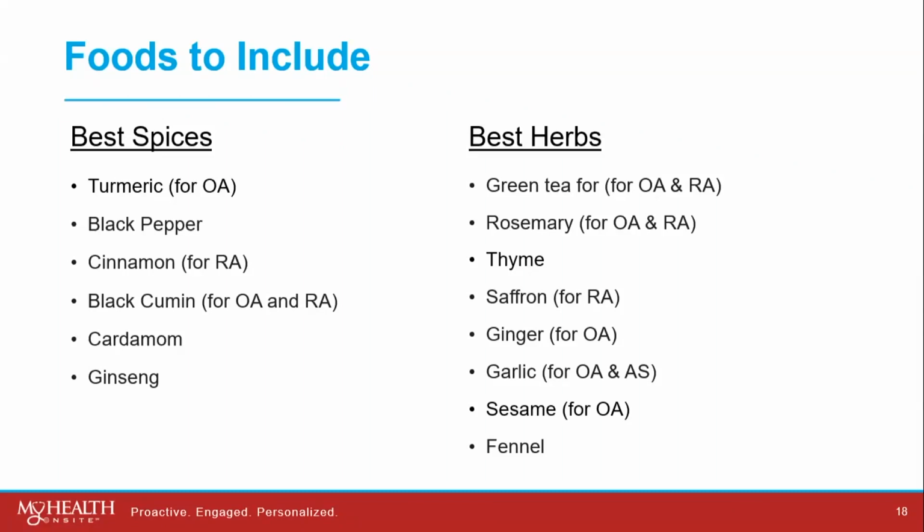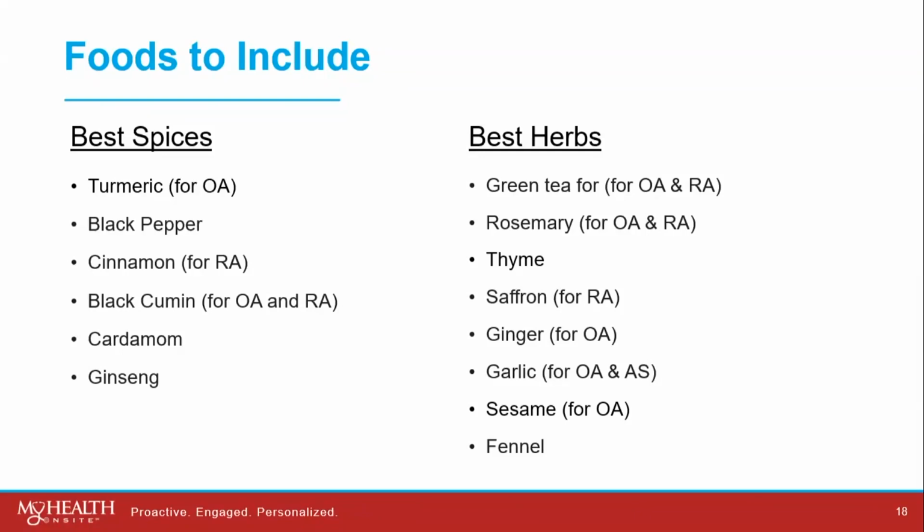Rosemary contains something called ursolic acid, which fights rheumatoid arthritis by decreasing something called prostaglandin E2, which is a pro-inflammatory mediator. Thyme contains carvacrol, which decreases something called myeloperoxidase, and that is an enzyme that contributes to tissue damage during inflammation. Saffron contains something called crocin, which helps those with rheumatoid arthritis by decreasing the inflammatory compounds, again, TNF alpha, interleukin 1 beta, interleukin 6 as well.